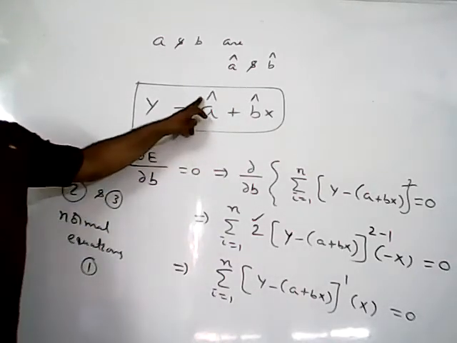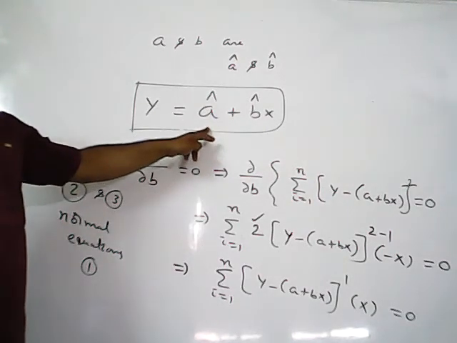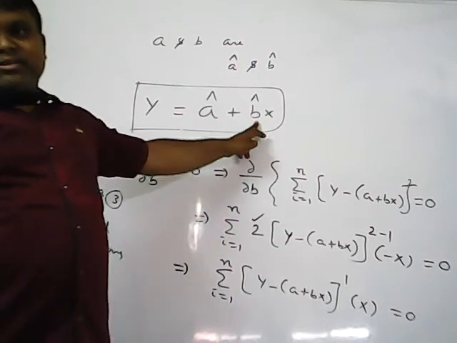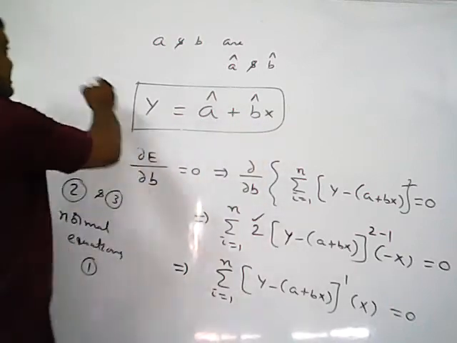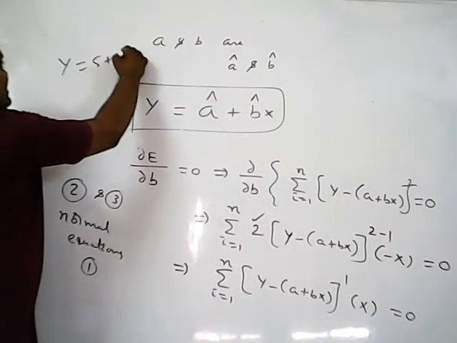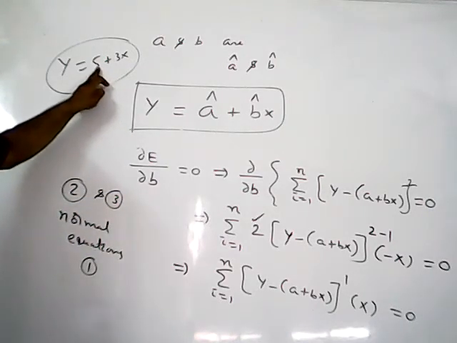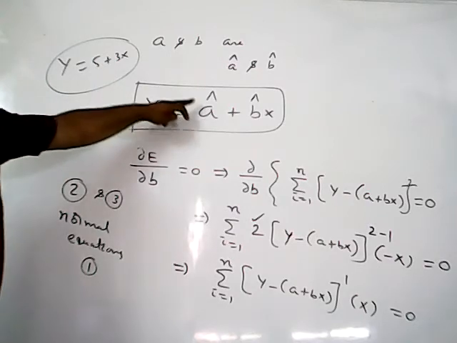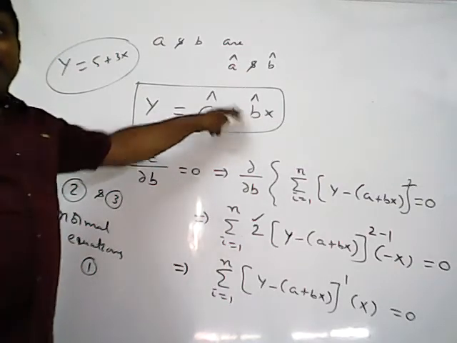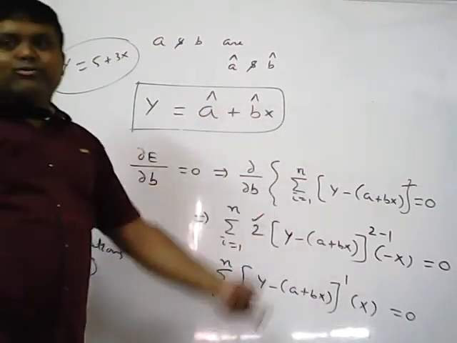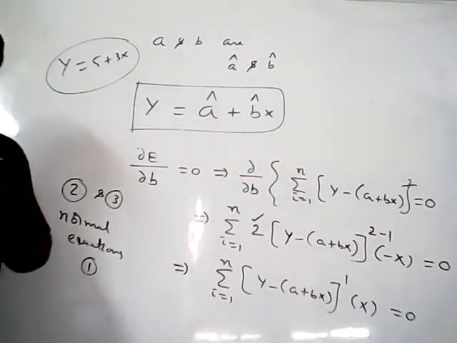A crown means whatever a value you got. Suppose you are getting a value 5, so the a crown value is 5, the estimated value. Suppose b crown is 3. The estimated value of b is denoted by b crown. So y equal to 5 plus 3x, like this, you will get the equation. When we do problems, you will understand. So a crown and b crown are nothing but whatever a value and b value you got in the problem. Now all of you understood how to derive the normal equations of a straight line.